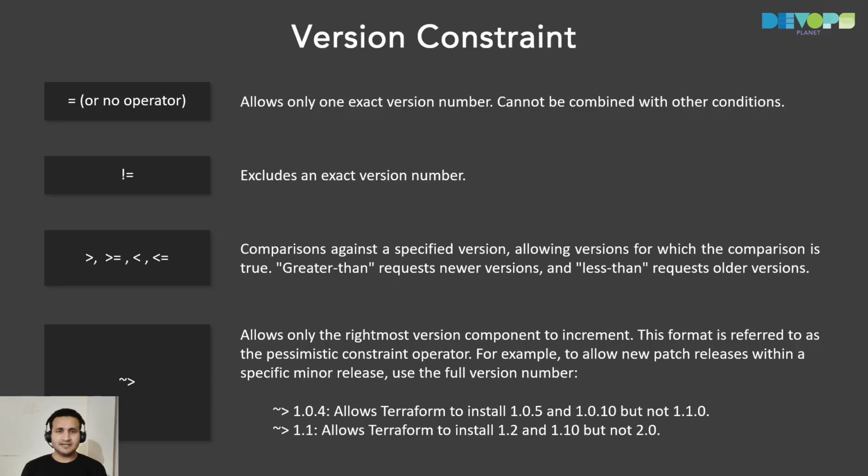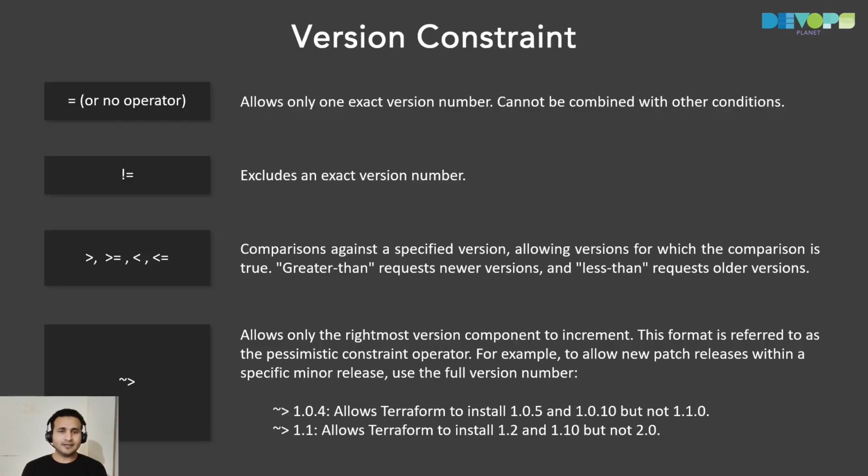This sign means it will always increment the rightmost digit. So if the next patch version is available, then it will download and adopt that next available version. If you look at the example, 1.0.4 allowed Terraform to install 1.0.5 and 1.0.10, but not 1.1.0, because 1.1 is not rightmost. Rightmost is the last digit of your version.